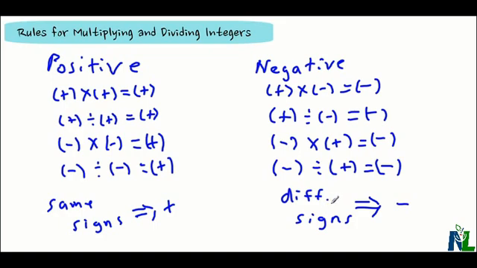So now these are rules for dividing and multiplying integers only, okay? So don't get confused when you start adding and subtracting integers. The same thing you learned how to do for adding and subtracting integers, you're going to keep on doing it, okay? These rules do not apply to that. It only applies to multiplying and dividing.